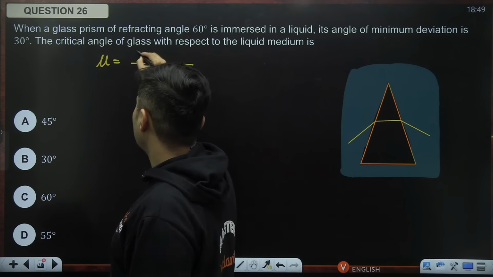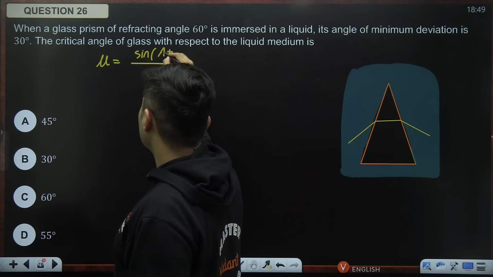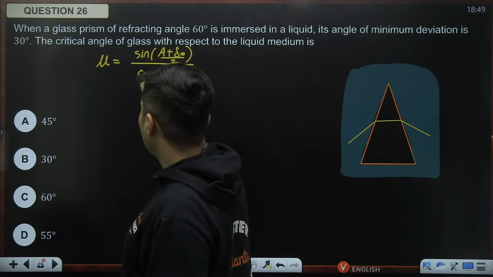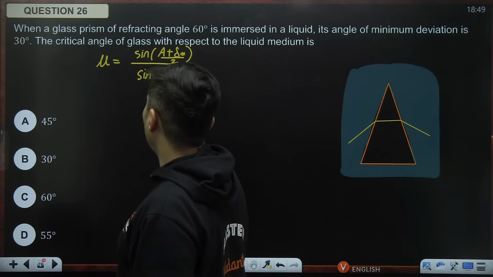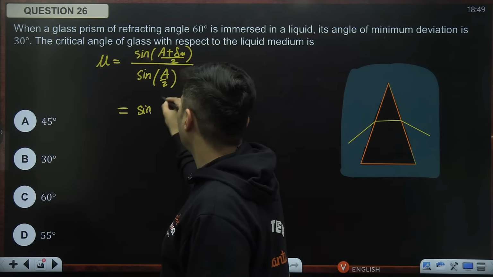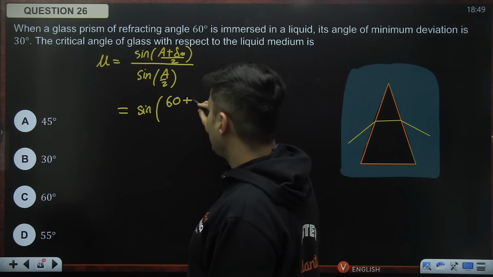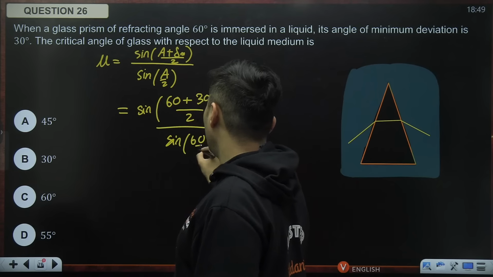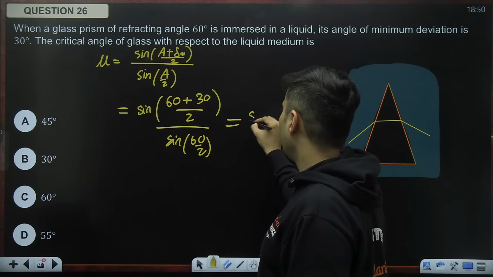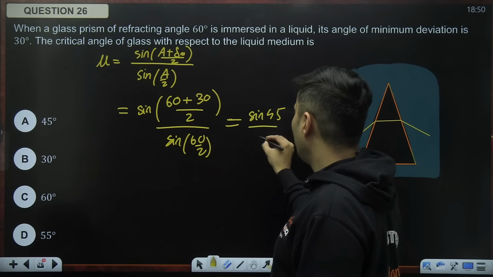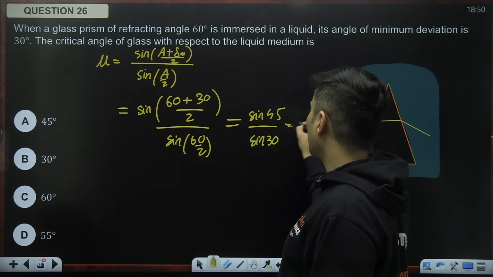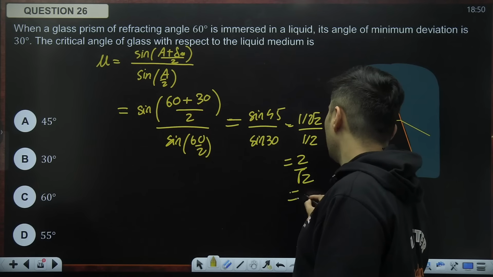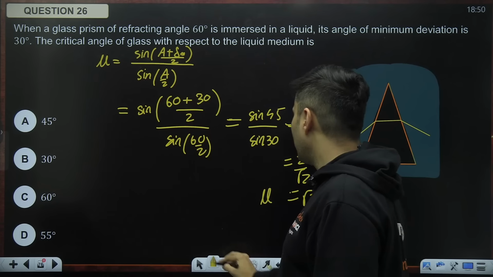One of those formulas is this one. Refractive index is sine of (A plus delta minimum) divided by 2, divided by sine of A by 2. So sine of (60 plus 30) divided by 2, divided by sine of 60 by 2. 90 by 2 is 45. So sine 45 divided by sine 30. Sine 45 is 1 by root 2, sine 30 is 1 by 2. So that becomes 2 by root 2, which is root 2, the refractive index.